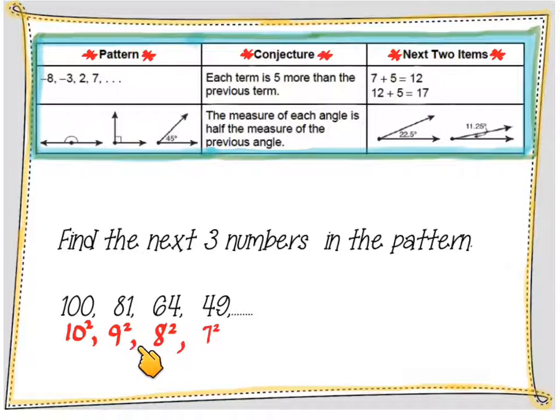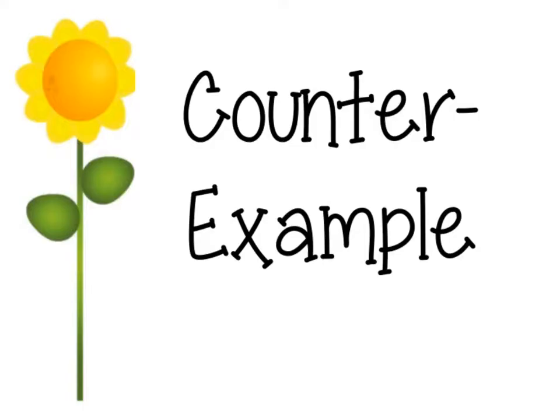So the conjecture would be that we are taking each number and subtracting 1 and then squaring it. And so the next numbers in the pattern would be 36, which is 6 squared, and then 5 squared, and then 4 squared.